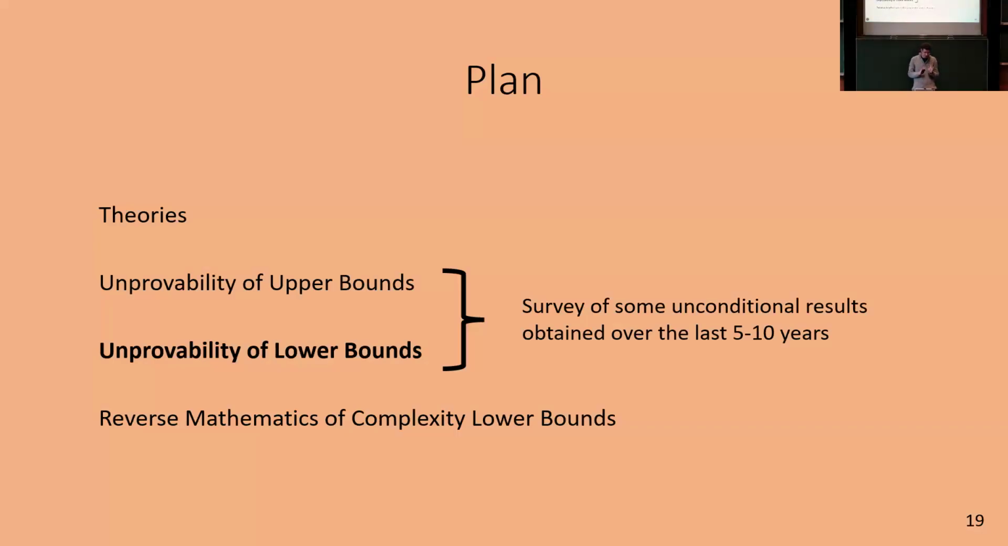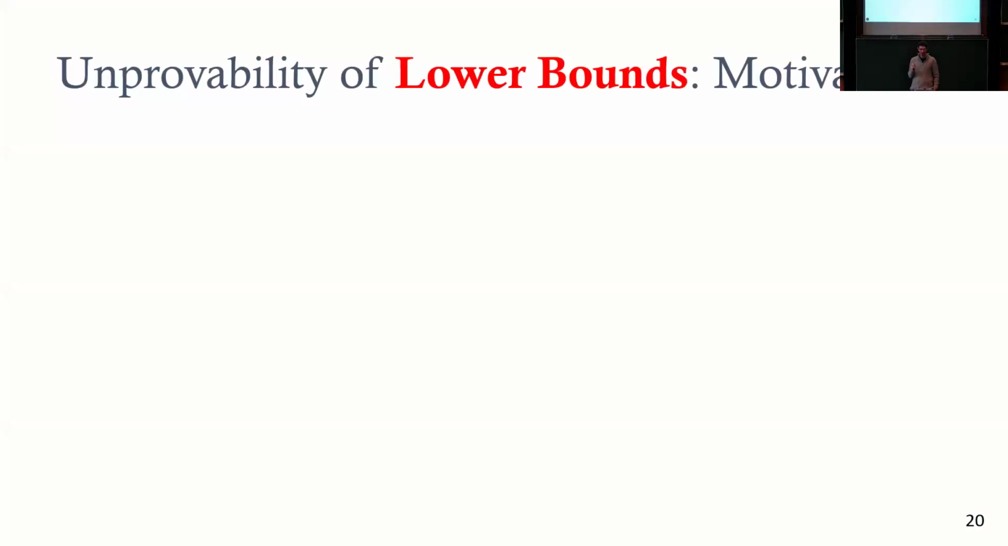Okay, now I'm going to switch to the improbability of lower bounds, which might be more familiar to many people here. Many people might also think it's the more interesting direction. I think both directions are very interesting, but let me now make the case for why you might care about the improbability of lower bounds as well.